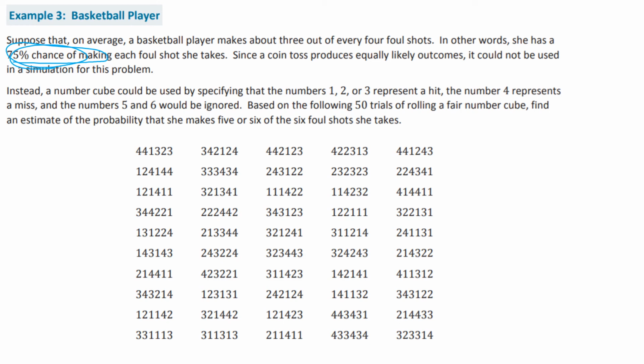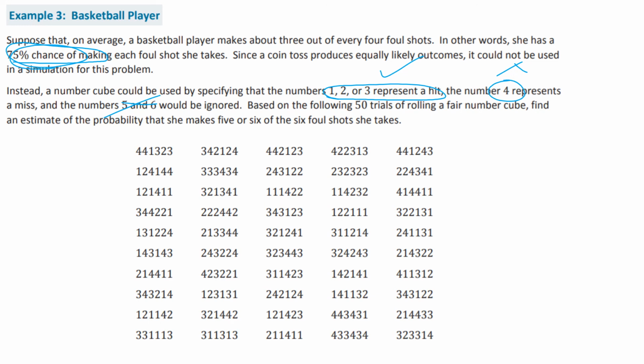So instead, we're going to use a number cube that could be used by specifying that the numbers 1, 2, or 3 is a hit. So 1, 2, or 3 is good. And then 4 is a miss. And then if we get a 5 or a 6, we're just going to roll again. You're ignoring 5 or 6. So if you're rolling and you get a 5 or 6, roll again.